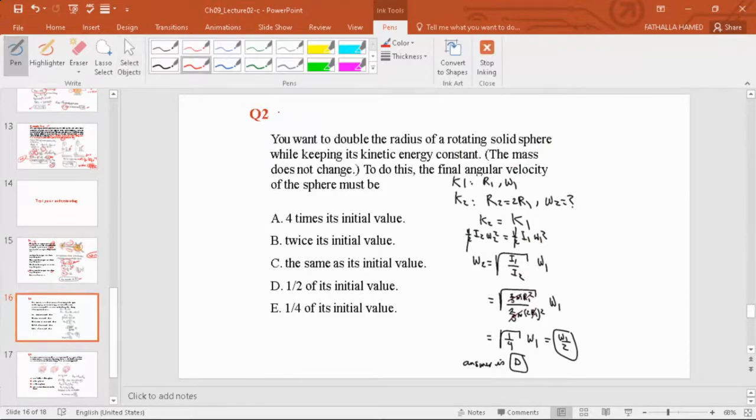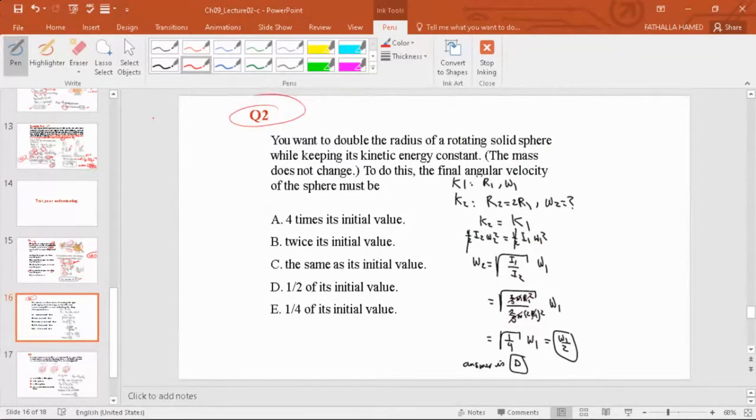Now, in this question here, you want to double the radius of a rotating solid sphere while keeping its kinetic energy constant. The mass does not change. To do this, the final angular velocity of the sphere must be. So they tell you the mass is going to stay the same. Kinetic energy is going to stay the same, but the radius is going to double.